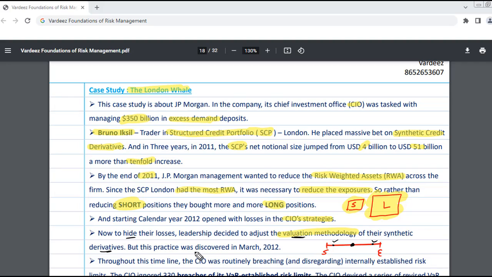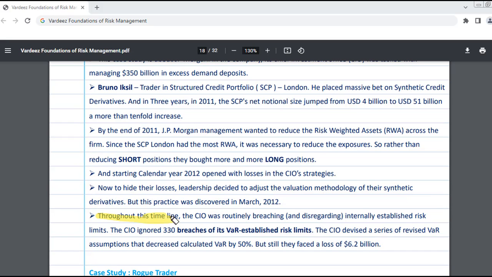But this practice was eventually discovered in March 2012. They could not survive this, and throughout this timeline, while they were doing all these things, the CIO were also breaching and disregarding internally established risk limits. For example, they used VAR. Their VAR limit was breached 330 times, and they disregarded this. Can you imagine that? 330 times.